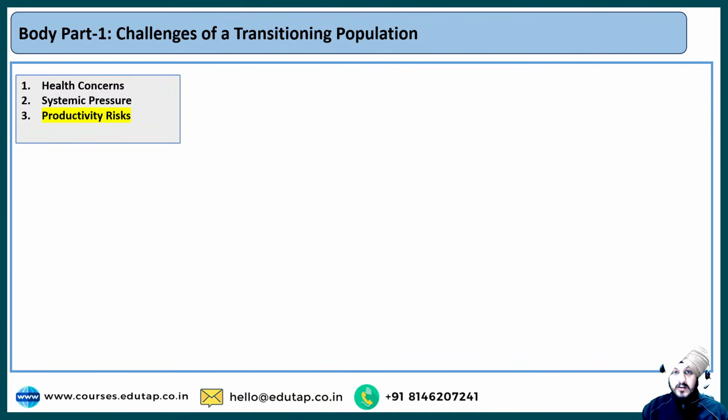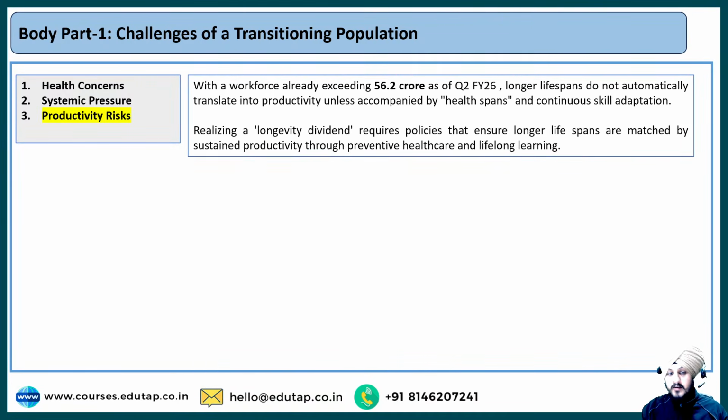The next one is the productivity risk. When we talk about productivity risk, the Economic Survey says that with a workforce already exceeding 56.2 crore as of the second quarter of financial year 26, longer lifespans do not automatically translate into productivity unless accompanied by health spans and continuous skill adaptation. And this is something that I told you as part of the introduction also, that the Economic Survey explains that people are living longer primarily because of rising life expectancy. However, in order to benefit from this rising life expectancy, what do we need to do?